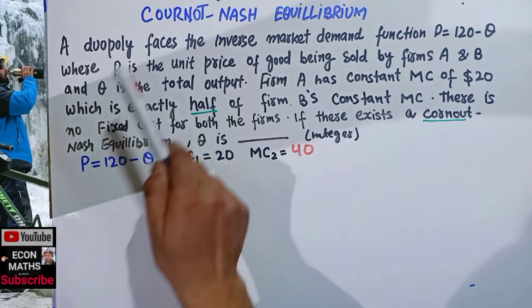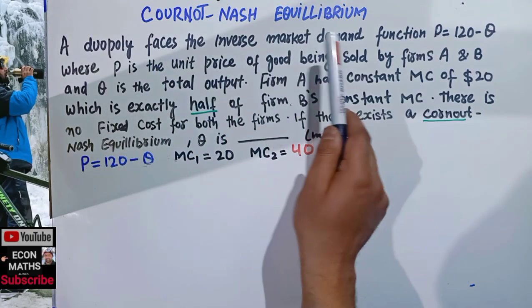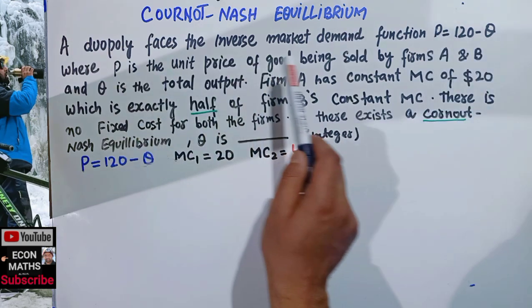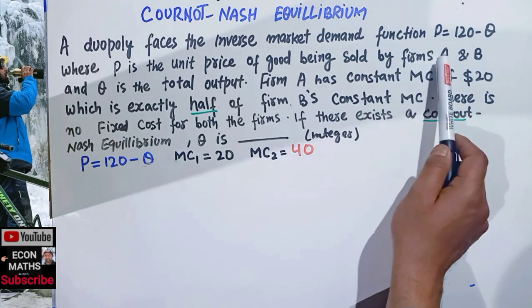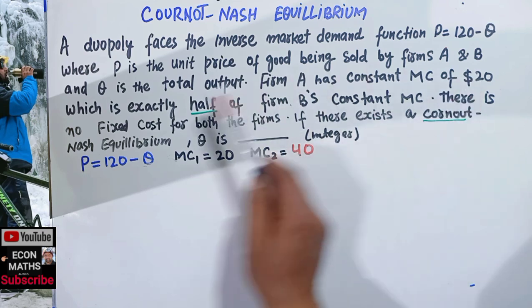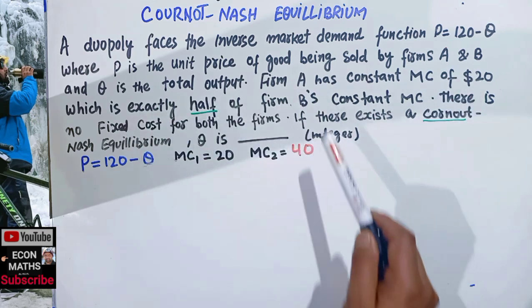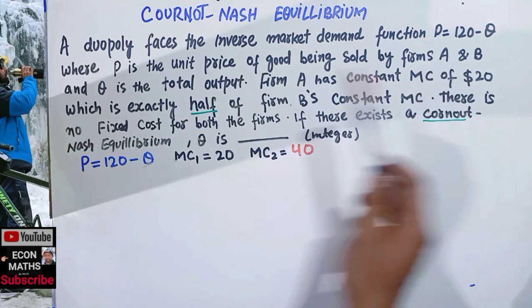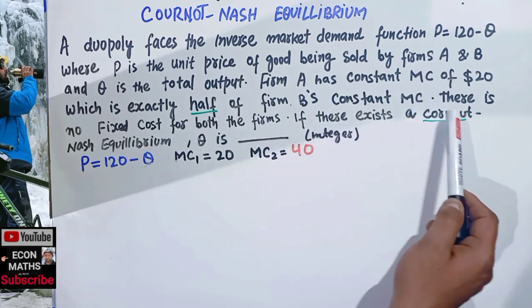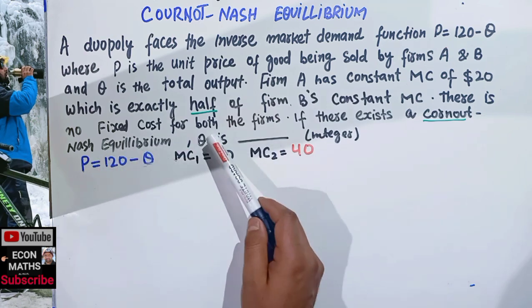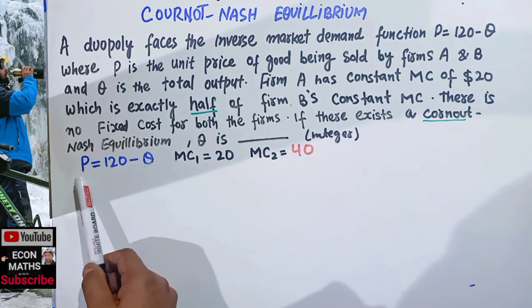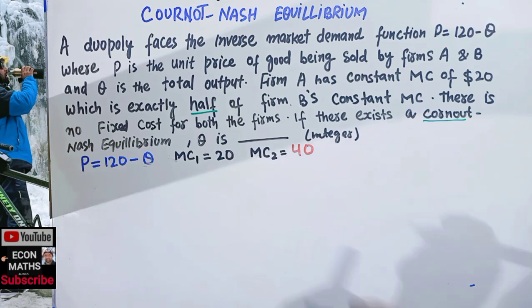The question is, a duopoly faces the market inverse demand function P = 120 - Q, where P is the unit price of the good being sold by firms A and B, and Q is the total output. Firm A has a marginal cost of $20, which is exactly half of firm B's constant marginal cost. There is no fixed cost for both firms. If there exists a Cournot Nash equilibrium, we need to find the value of Q, that is, total output in this market. So this is our inverse demand function that is being given.